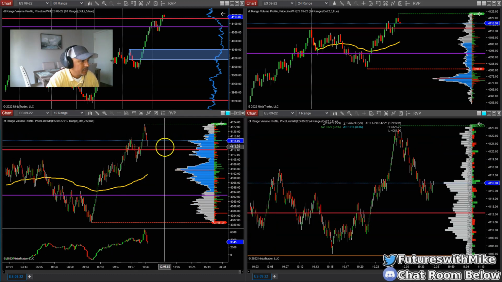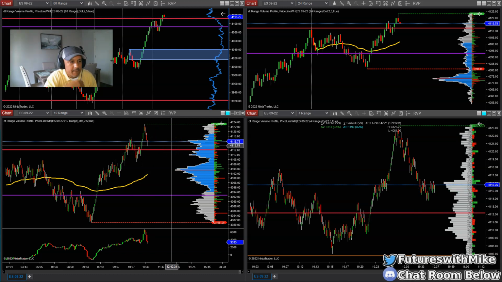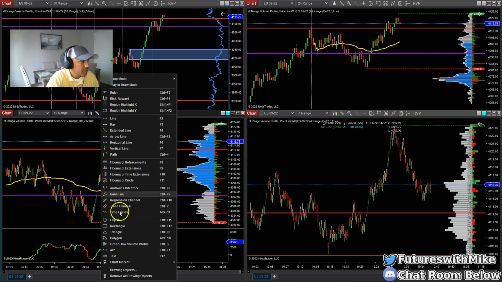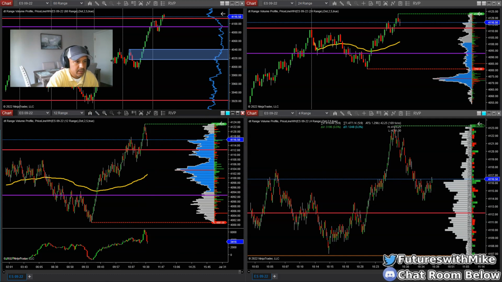So we pull back to this little demand zone sitting right here, and I'm waiting to see if price is going to reject this now on my 4 range chart, this area here. So this is a little area. Give me a second, guys, because I may go long here. Just wait and see what price is going to do. All right, I'm long.